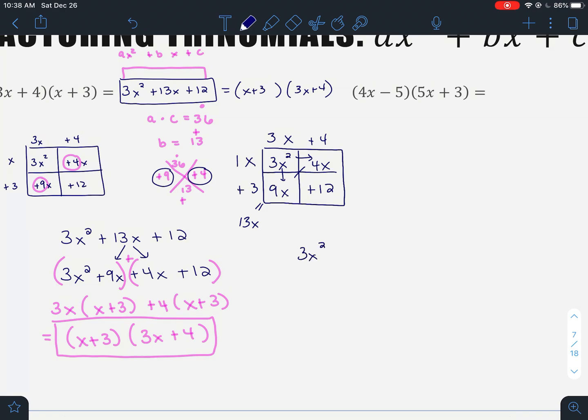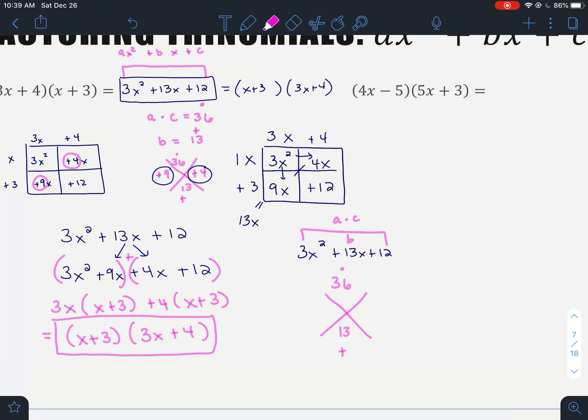Another way of doing it, I'm just going to show you all the possible ways. So if we started with 3x squared plus 13x plus 12, the first step is always going to be the same. We're going to take the a times the c. If I took a times c, I would get 36. So I need two numbers that multiply to 36, and you still need to add to the middle term b. So we need two numbers that add to 13. The two numbers that multiply to 36 and add to 13 would be positive 9 and positive 4.